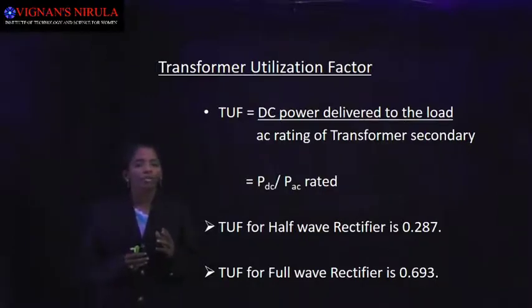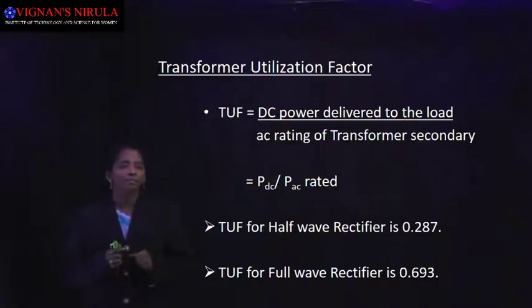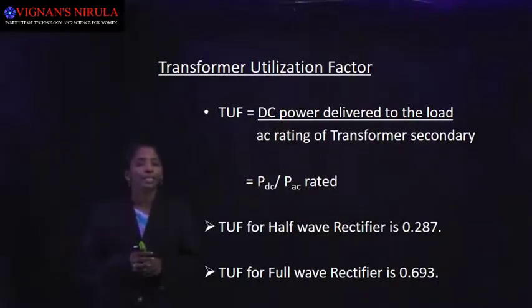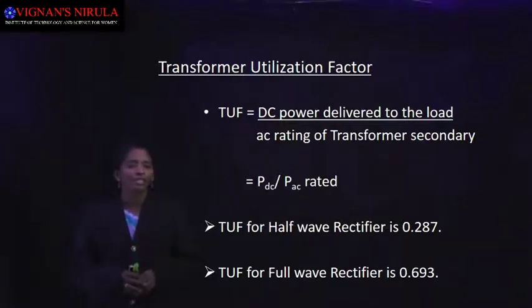The formula for efficiency of the rectifier is DC power delivered to the load divided by AC power. But here the transformer utilization factor is DC power delivered to the load divided by the AC rating of the transformer secondary. That is represented as PDC divided by PAC rated. In efficiency of the rectifier, we use PDC divided by PAC. But for TUF, it is PDC divided by PAC rated.